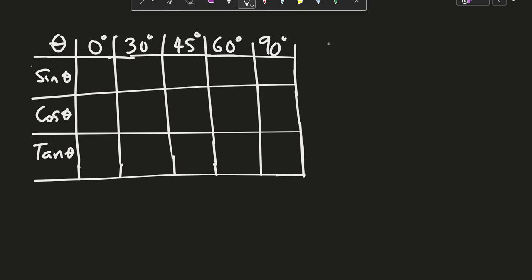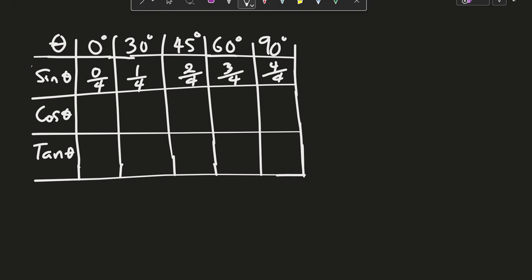We're starting with 0, 1, 2, 3, and 4. That's my step 1. So I started with 0, 1, 2, 3, and 4. The next thing I'm going to do is divide each and every number here by 4. So basically 0 divided by 4, 1 divided by 4, 2 divided by 4, 3 divided by 4, and 4 divided by 4.